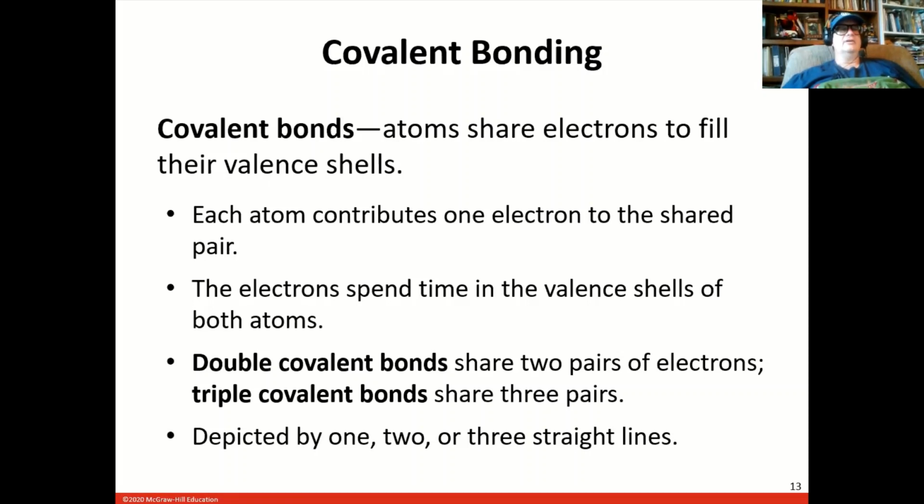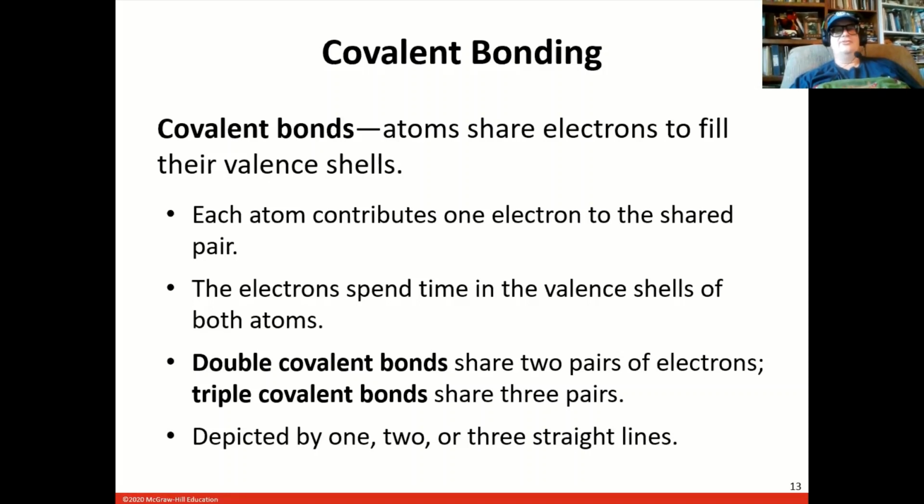So carbon's like, do you just want to share electrons? And that's what a covalent bond is. They're sharing electrons. In a single covalent bond, each atom contributes 1 electron. In a double covalent bond, each atom contributes 2 electrons. You could even have a triple bond where each atom contributes 3 electrons. That's super, super powerful, strong. And we draw those with straight lines.